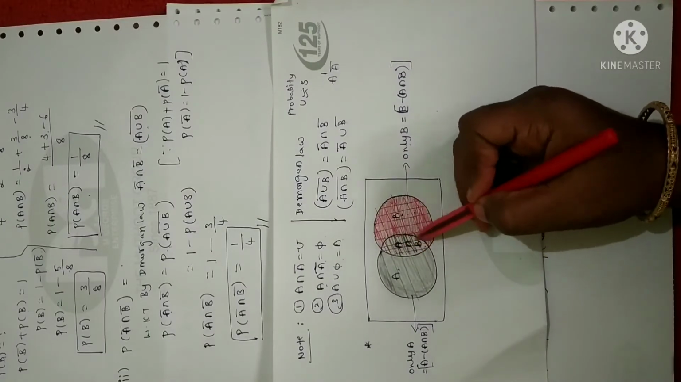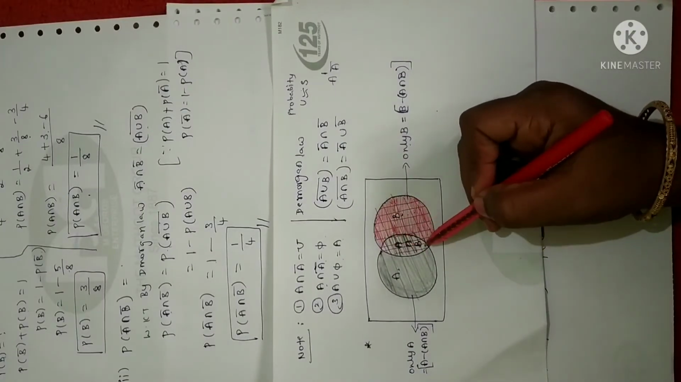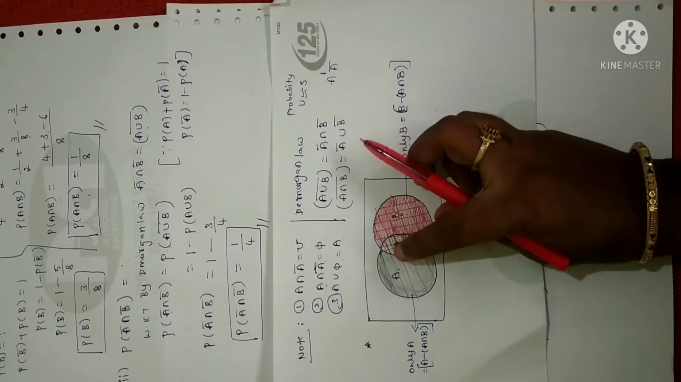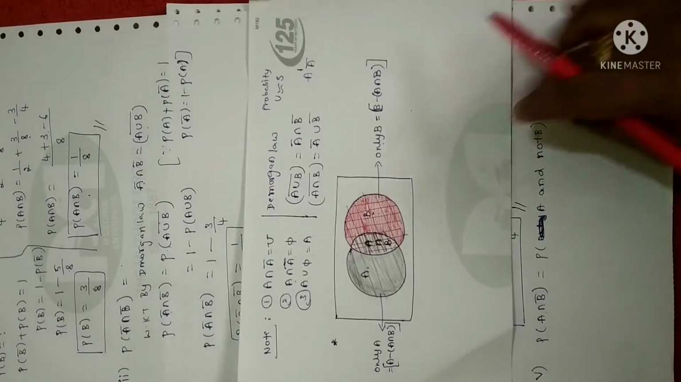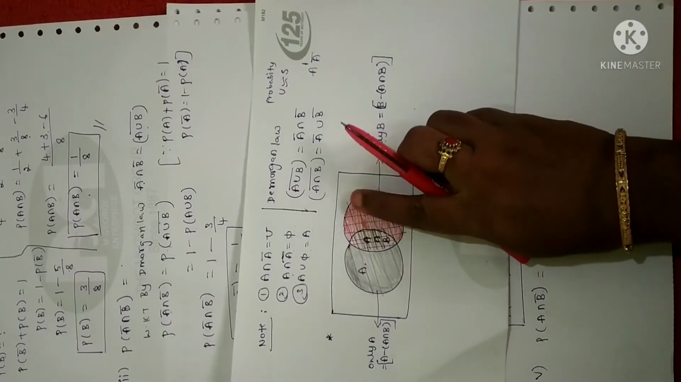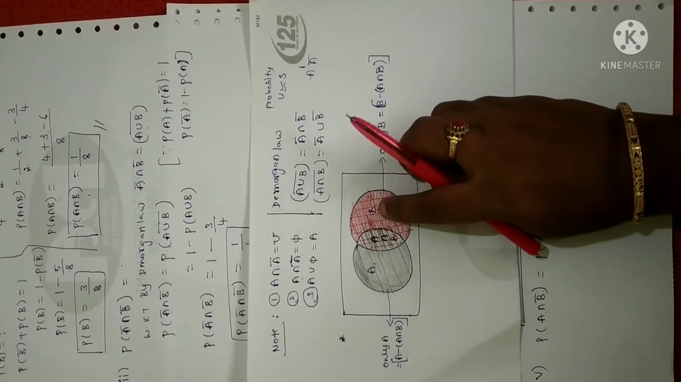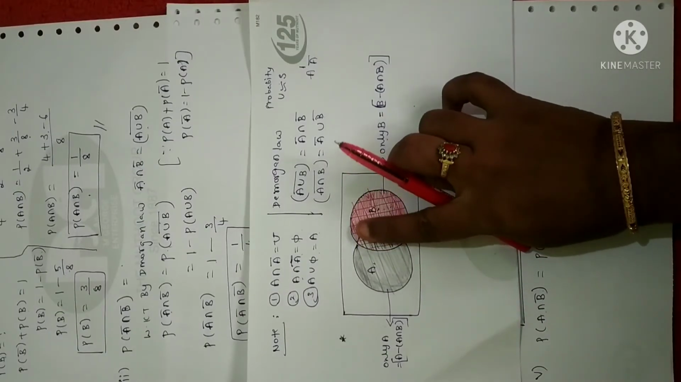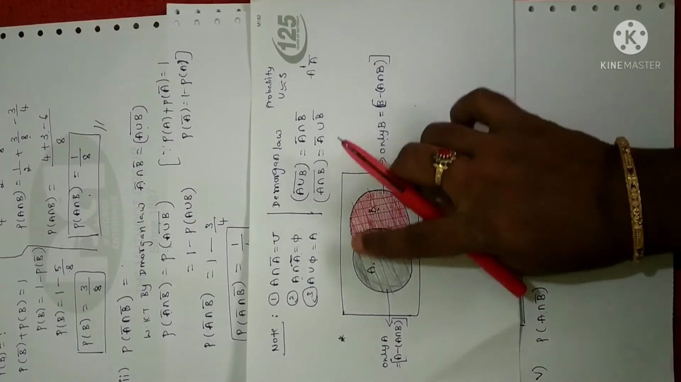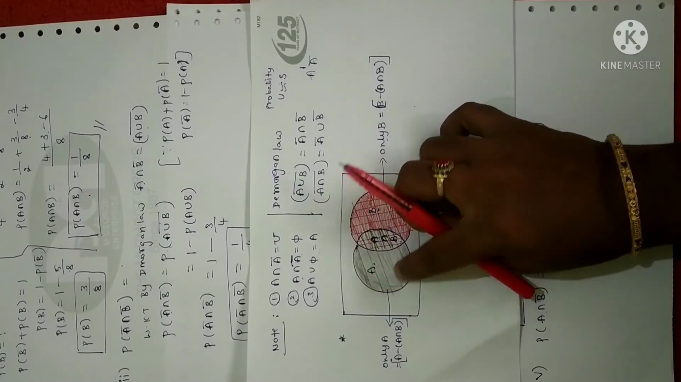See here, the lightly shaded region in both the colors represents both A and B, so we should not include it. Why? Because B is included here. B is also included here. We should not consider B. Not B in the sense we should not consider the region where B is present. So B is here, also B is there, so we should not consider these two portions. So the remaining portion is this, only this, in the sense only A.